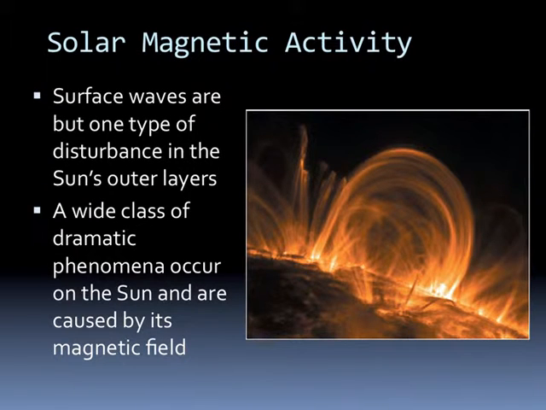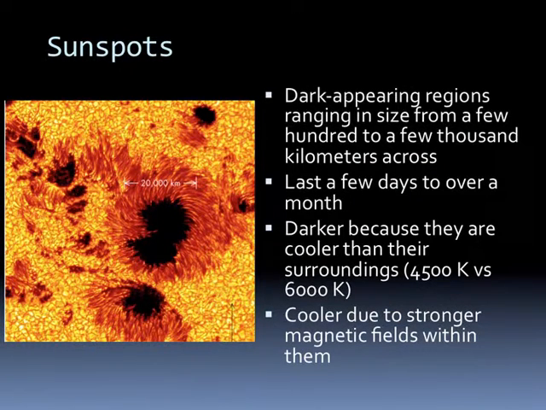Now, surface waves are but one type of disturbance in the sun's outer layers. There's a wide class of dramatic phenomena that occur on the sun, and they are caused by the sun's magnetic field. The first is sunspots. And they're just dark-appearing regions. They range in size from a few hundred to a few thousand kilometers across. They last maybe a few days to maybe over a month.